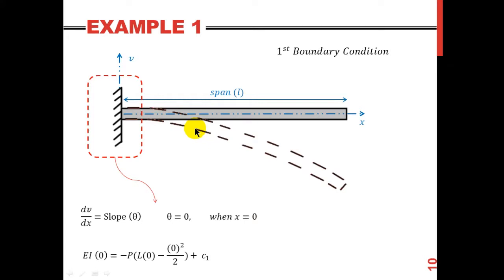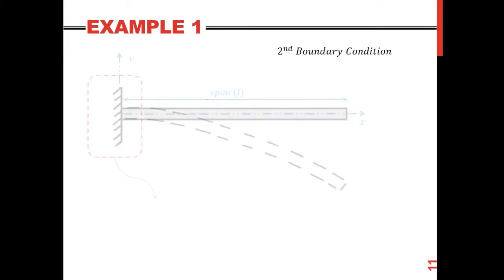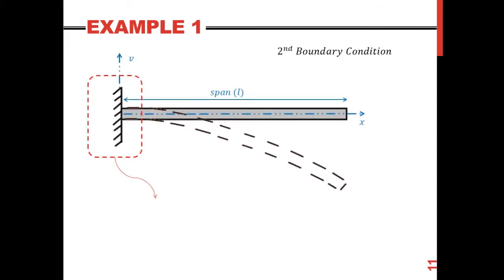And if I apply this boundary condition, so the slope dv over dx, instead of writing the dv over dx, I'm just writing it as a 0. It is at a distance of 0. So instead of writing x here, I'm going to write 0. So simply, I'm going to end up having the first constant as 0. So that was the first boundary condition.